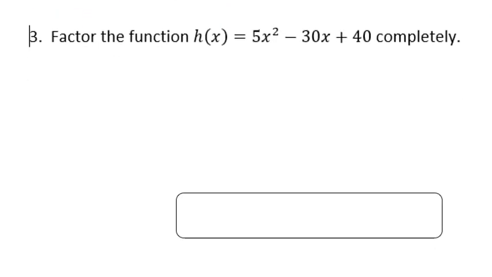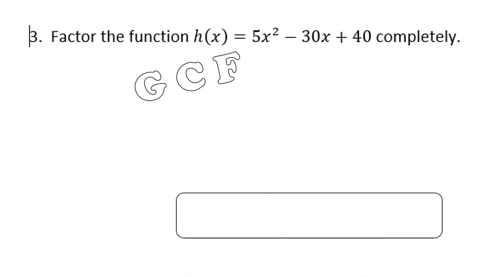All right, this one also says factor completely. We've got 5x squared minus 30x plus 40. That word completely always has me looking for that greatest common factor, and guess what? This one has it. What is my greatest common factor?